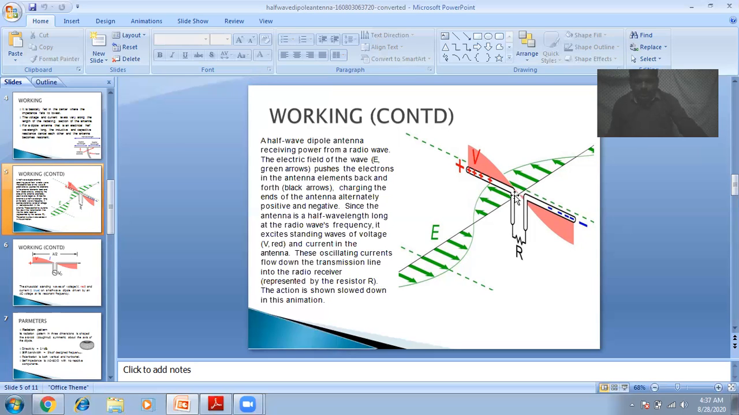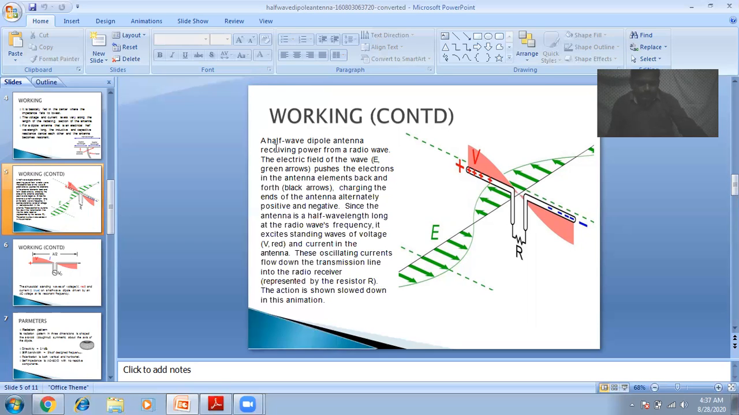Then you have to tell them that this is the current distribution and this is the voltage distribution, and the voltage is minimum and current is maximum at this position. Therefore, the ratio of voltage to current is minimum, so it presents minimum impedance at the center. Therefore, we are applying the power at the center. Therefore, it is called a center-fed antenna. Like that, you have to answer.